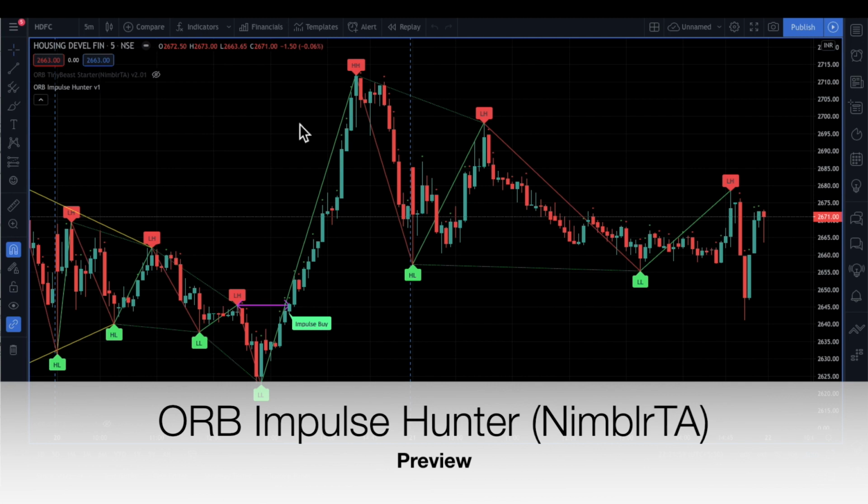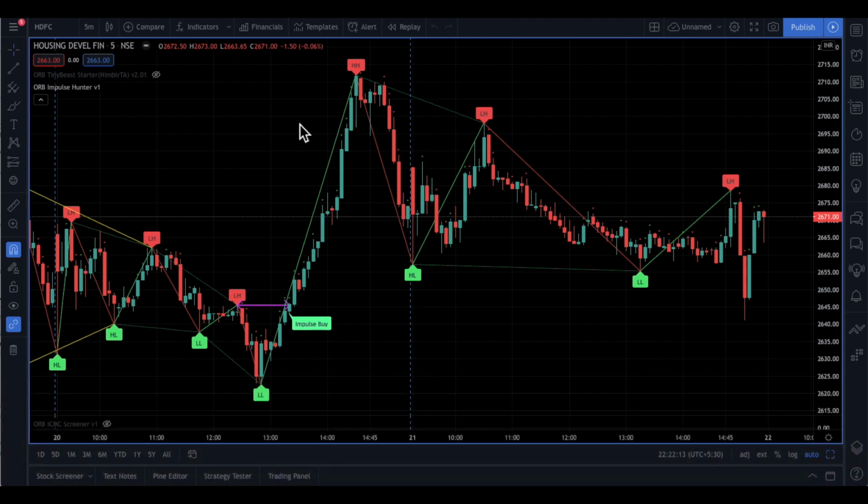Hello, this is Anurag from ORB Academy, and I have in front of me the ORB Impulse Hunter, our new indicator for TradingView. This is a preview for the ORB Impulse Hunter. I will take you through the various features and the setup of this particular indicator and how it is useful.